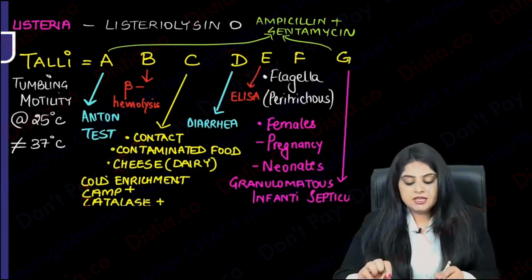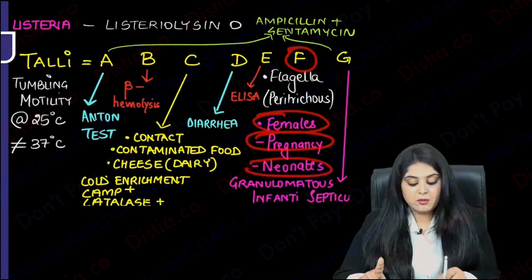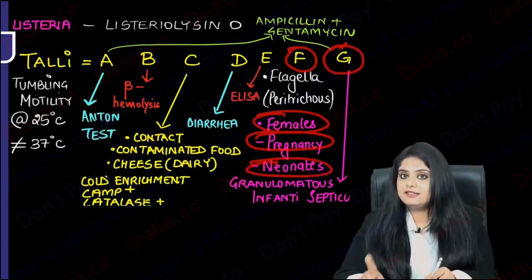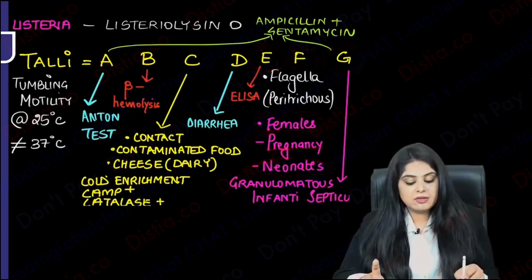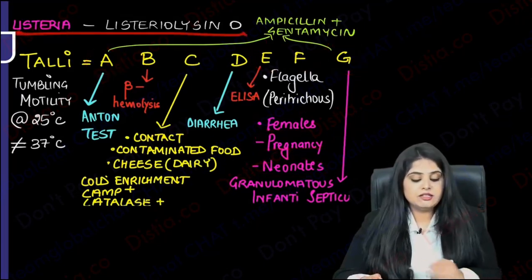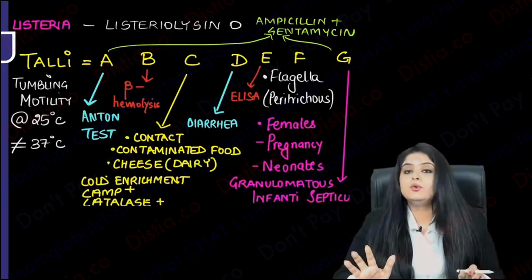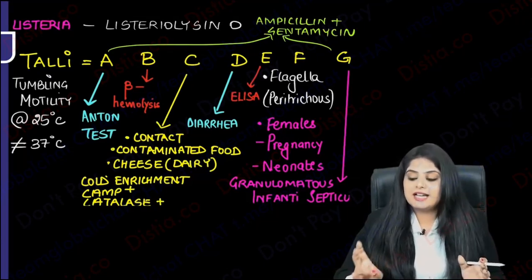Patients have diarrhea. Patients are also going to be females with problems in their pregnancy. There can be problems in babies, that is neonates. There can be granulomatosis infantisepticum. For the diagnosis, I will use E for ELISA, and for the treatment, I will use ampicillin and gentamicin. The toxin that is produced is listeriolysin, and that is the end of Listeria monocytogenes. I hope you found this beneficial, the story of Nocardia, Actinomyces and Listeria.